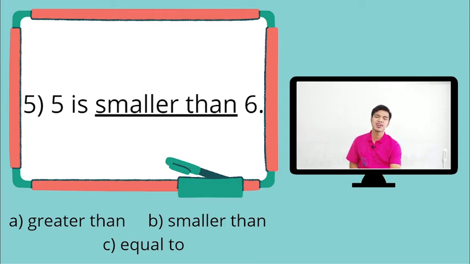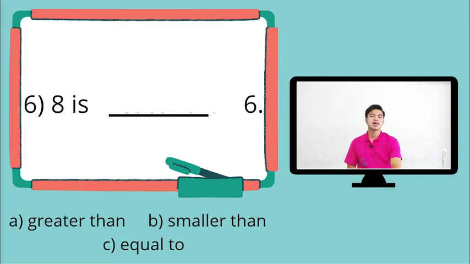Good job! The correct answer is smaller than. 5 is smaller than 6. And number 6, 8 is blank 6. What do you think is the correct answer? Is it A, greater than, B, smaller than, or C, equal to?